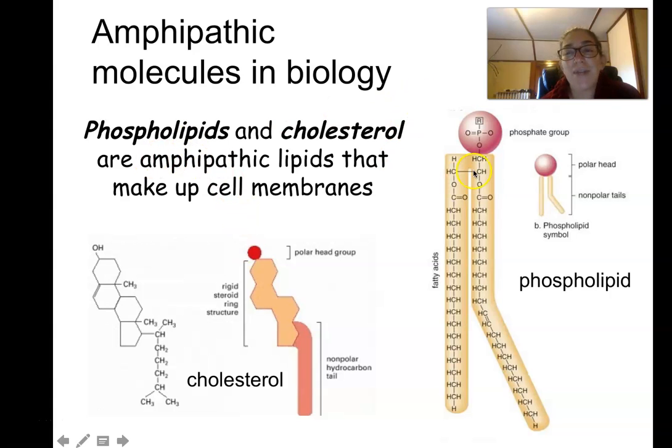So phospholipids, which have a charged phosphate group and two hydrophobic tails, all right, and cholesterol, which has a charged or a polar head group and then a big nonpolar tail, right? These are actually really important in making up our cell membranes, and phospholipids are really important for transporting fats through the blood.